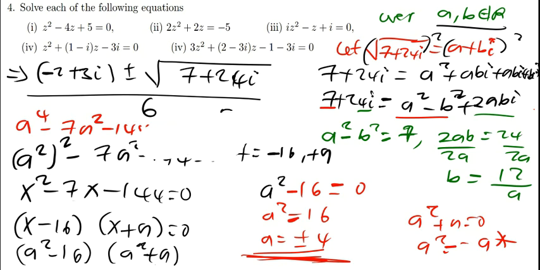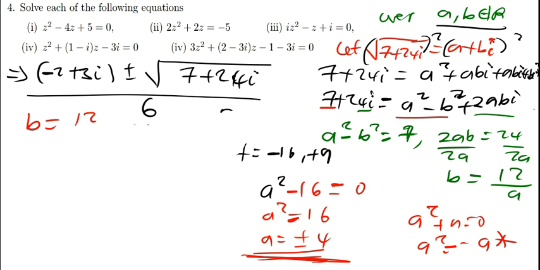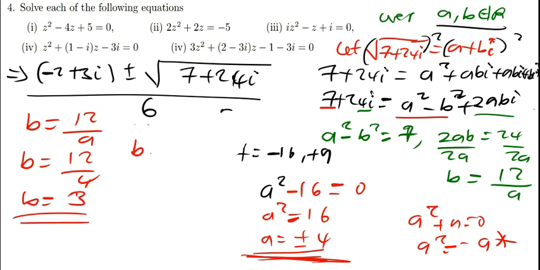I'll come back here, where we had b equal to 12 divided by a. Let's start by plugging in positive 4. So b will be equal to 3. Again, if I put in negative 4, 12 divided by negative 4, I will have b equal to negative 3. So I've got two answers.